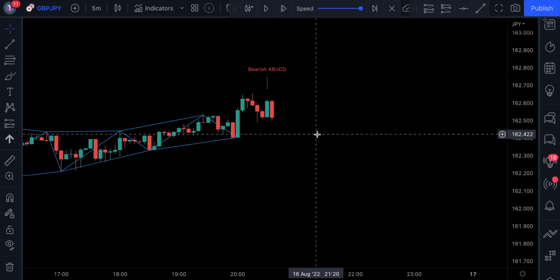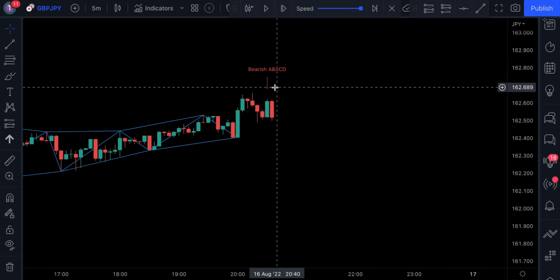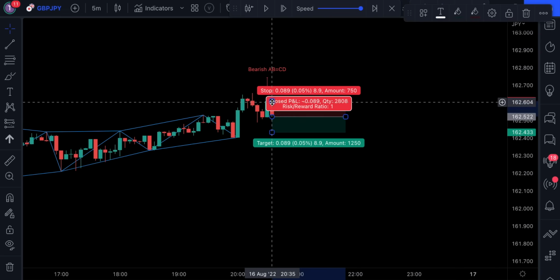Exactly the opposite is true for short positions. First, we need to have a bearish ABCD pattern, and as soon as we have a bearish candlestick formed, we can place a short position.